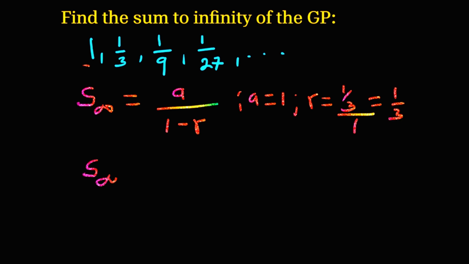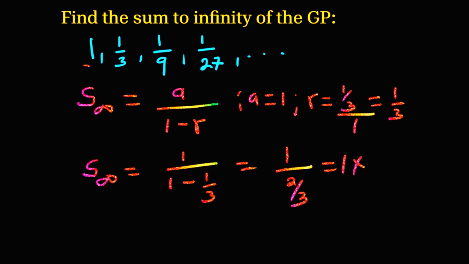So the sum to infinity will be a, and a is 1, over 1 minus r, and r is a third. So you'll have 1 over 1 minus a third. 1 minus a third is 2/3. So that is the same as taking 1 times 3/2, which will just be equal to 3/2, which you can also write as 1.5.